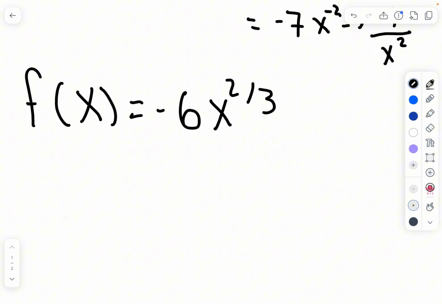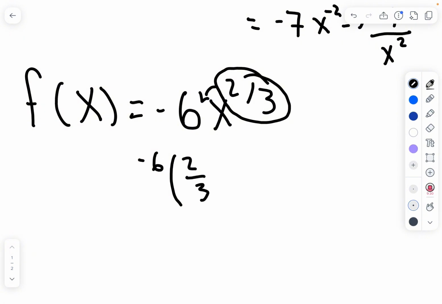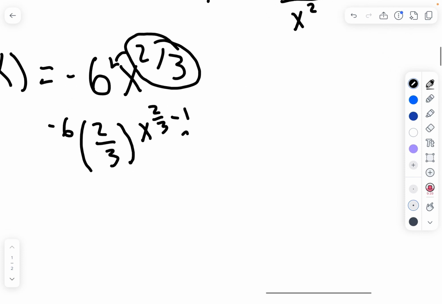Okay, so now for our last example, we have negative 6 times x to the power of 2 over 3. So we're just going to do the same thing we've always done. We have our exponent that's going to get multiplied in there. So you have negative 6, and then we multiply that by 2 over 3. And then we have x to the power of 2 over 3 minus 1.